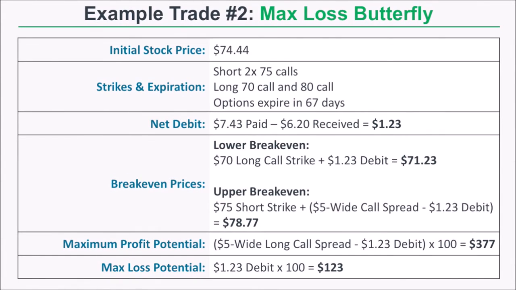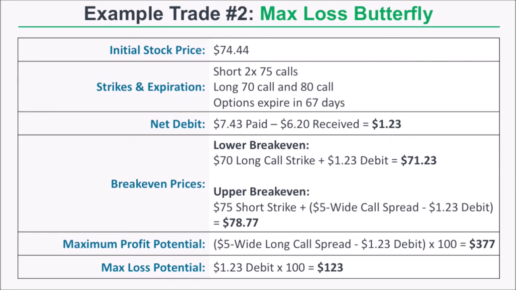Alright, trade example number 2. We're going to look at a maximum loss butterfly. So here's the setup. The initial stock price is $74.44, and our long call butterfly is going to consist of a long 70-75 call spread and a short 75-80 call spread. So we're long 1 70 call, short 2 75 calls, and long 1 80 call. Now all of these options expire in 67 days.